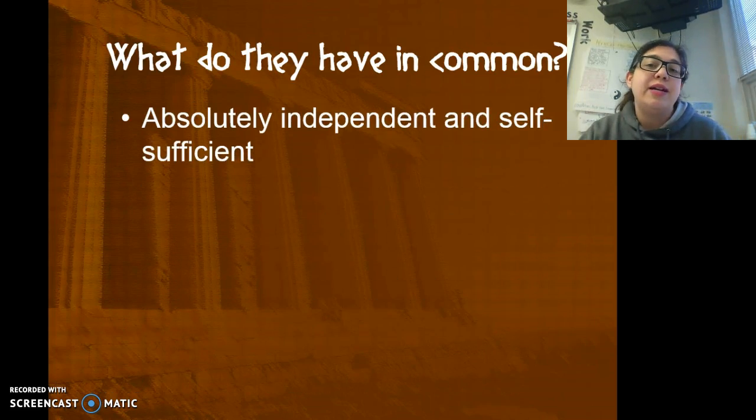All city-states had some things in common. One, they were completely independent and self-sufficient. I think that's cut off on the slide that you're seeing, but it says self-sufficient. That means that the rest of the world could disappear and they would be totally fine.